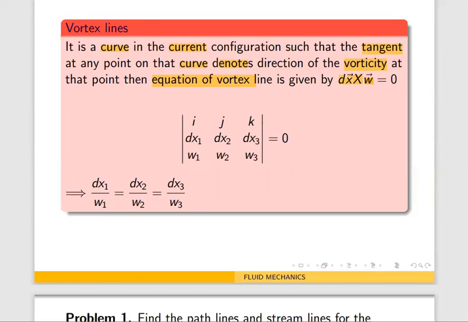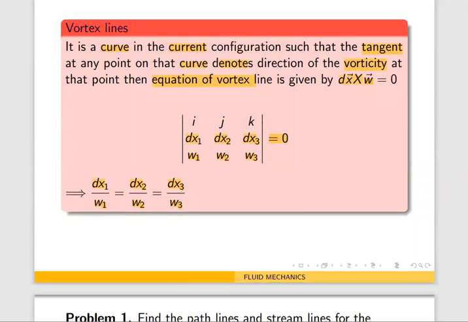This is omega. We know omega is the notation of vorticity. This is not W here. That has to be omega. And dx cross omega equal to 0, that is the cross product, is nothing but the determinant of i, j, k, the first vector components dx1, dx2, dx3, and the vorticity components omega 1, omega 2, omega 3, determinant of that equal to 0. This is also denoted by dx1 by omega 1 equal to dx2 by omega 2 equal to dx3 by omega 3. That's the equation of vortex lines.